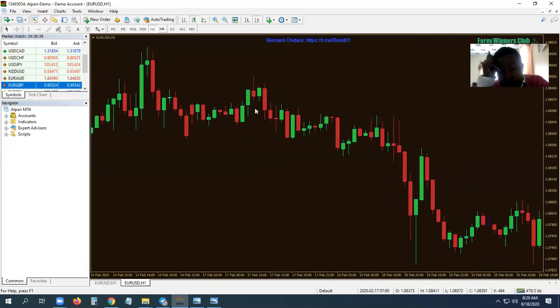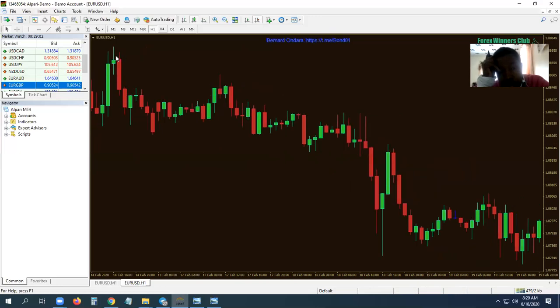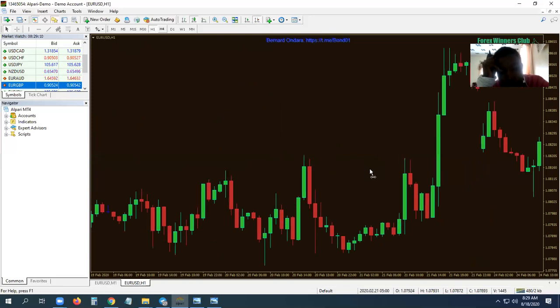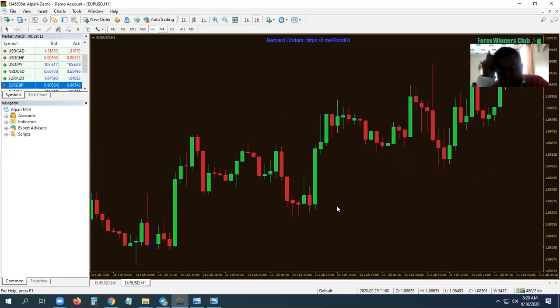Now let's see bearish engulfing. Bearish engulfing is here, market goes down. Bearish engulfing is here, market goes down. Bearish engulfing, down. Bearish engulfing, market goes down.